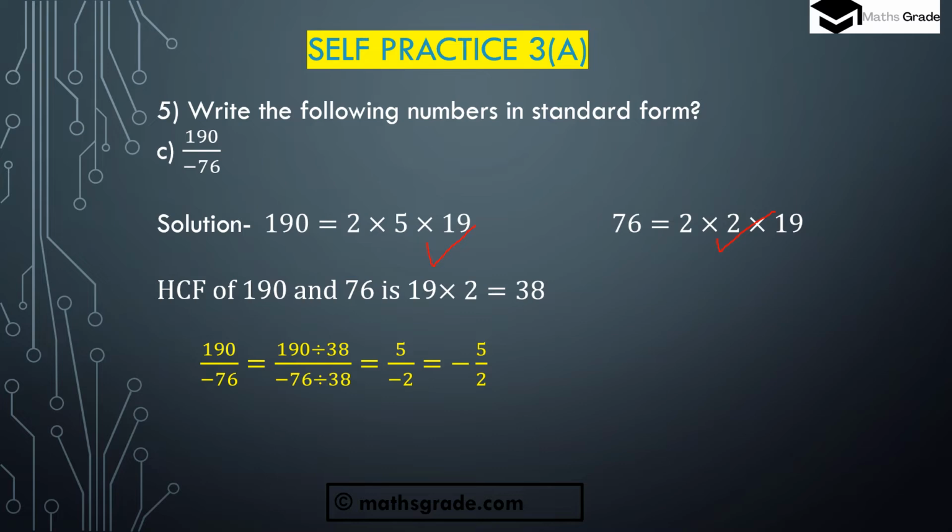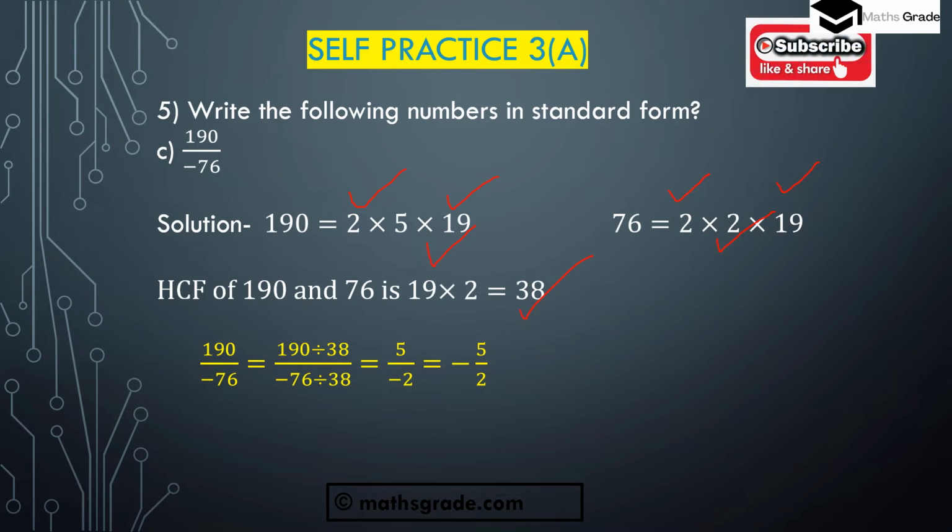So the common factors between 190 and 76 are 2 and 19. So the highest common factor of 190 and 76 is 2 multiplied with 19, that is 38. So 38 is the highest common factor between 190 and 76.